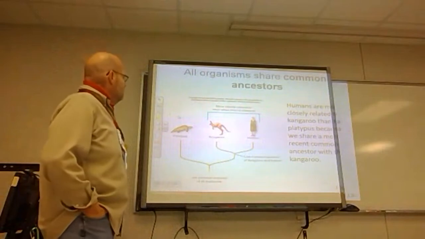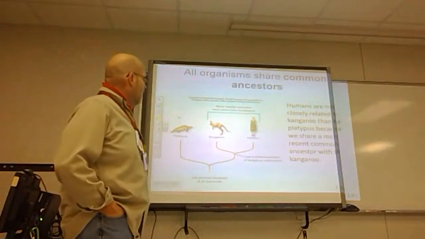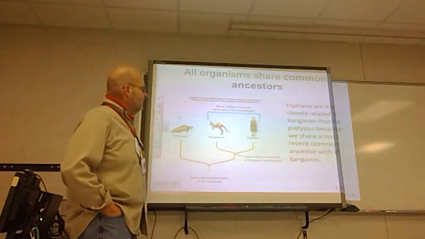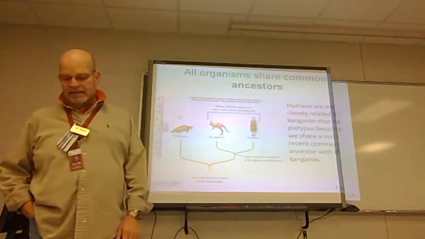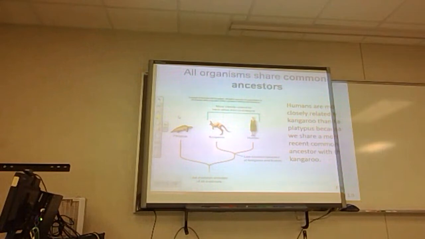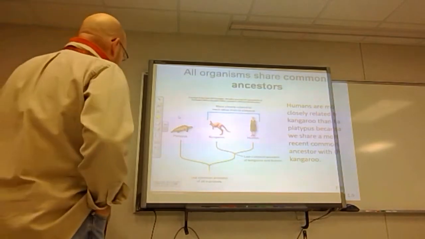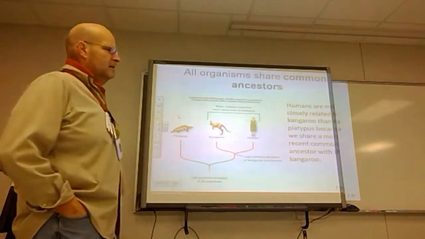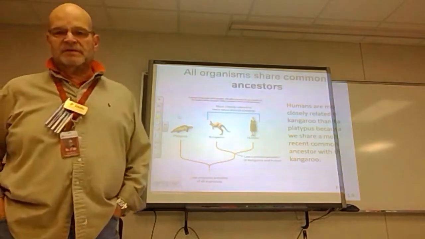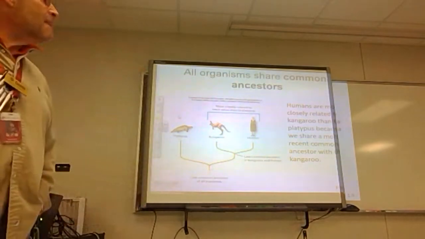And so all organisms share some common ancestors. This is just a depiction of the different types of mammals that exist. The one on the far left is a mammal called the duck-billed platypus. It is an animal that lives in Australia, New Zealand. I think there's some in New Zealand and Australia, but down in that deep south part of the Pacific.